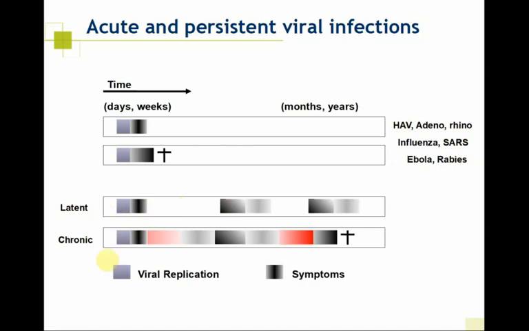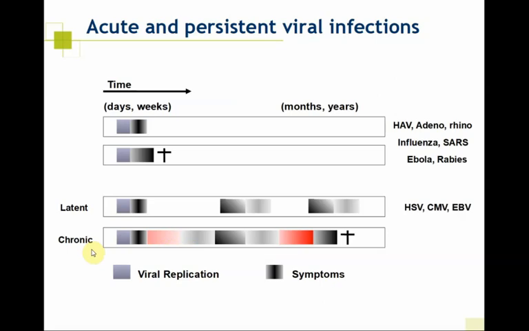Then you have chronic viral infections. So you get the primary infection, symptomatic, and then the symptoms decline, and then they can come back more or less, and then it has a tendency to get worse and worse. But the difference between a chronic and a latent infection is that in a chronic infection, you always have active virus replication all the time.